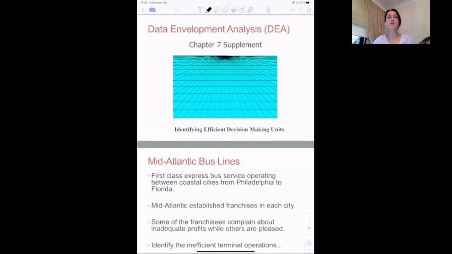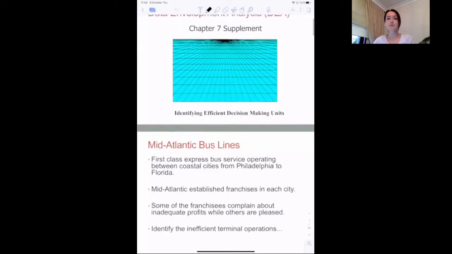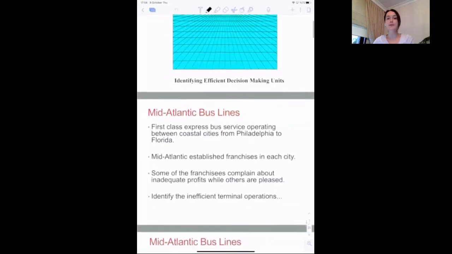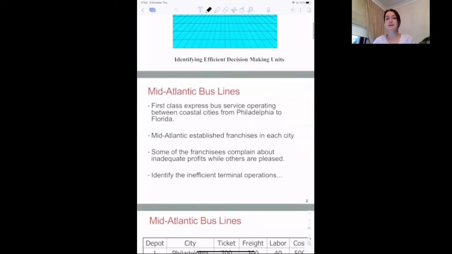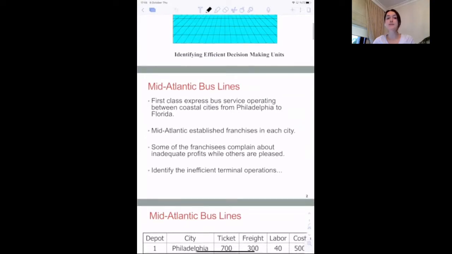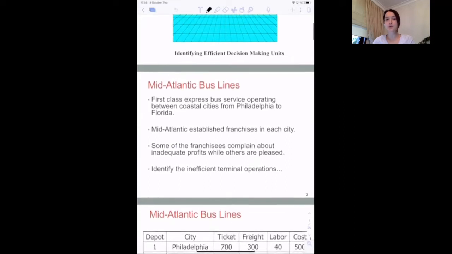In this lecture, we will apply data envelopment analysis on Mid-Atlantic bus lines case. Mid-Atlantic is a first-class express bus service operating between the major coastal cities from Philadelphia to Jacksonville. Mid-Atlantic established franchises in these cities, and some of these franchises complain about inadequate profits while others are pleased. In this case study, we will identify inefficient terminals and make recommendations for them.